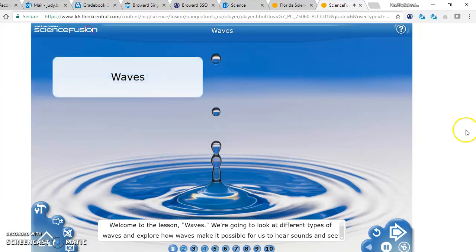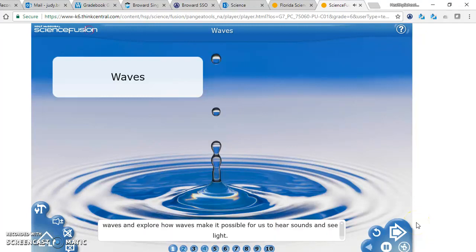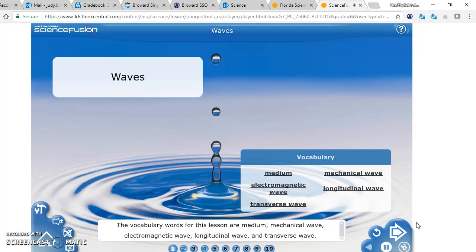Welcome to the lesson Waves. We're going to look at different types of waves and explore how waves make it possible for us to hear sounds and see light. The vocabulary words for this lesson are medium, mechanical wave, electromagnetic wave, longitudinal wave, and transverse wave.